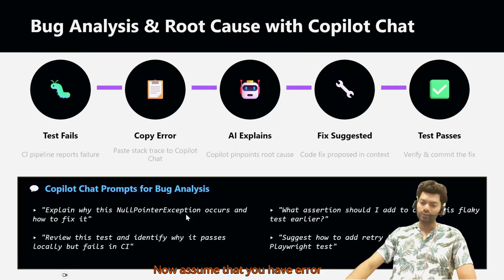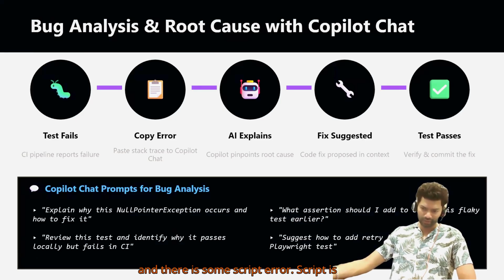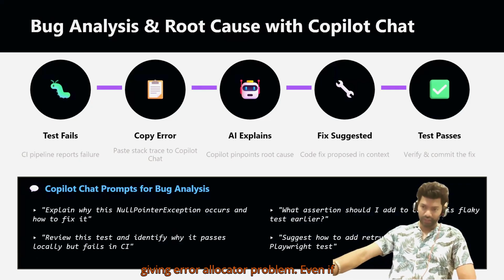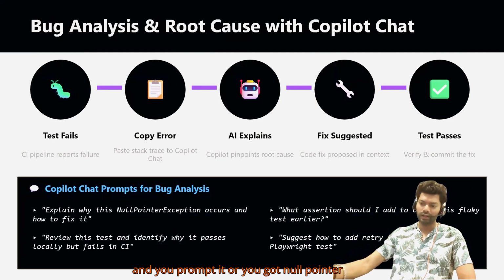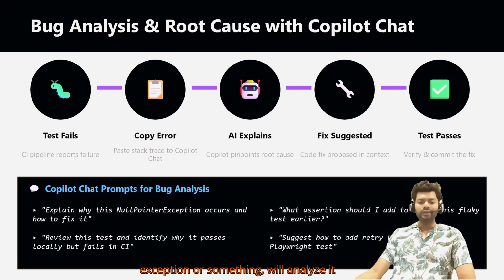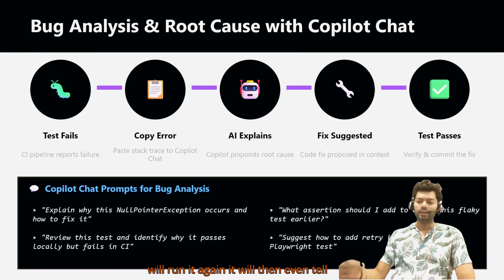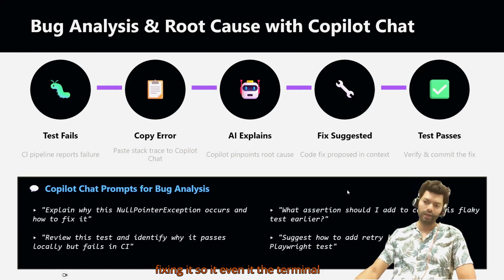Now, assume that you have an error, a script error or a locator problem. Even if you give that to Copilot and prompt it, or you got a null pointer exception or something, it will analyze it, run it again, and even tell you, hey, this is the problem and I'm fixing it. If the terminal outputs an error, it takes it.